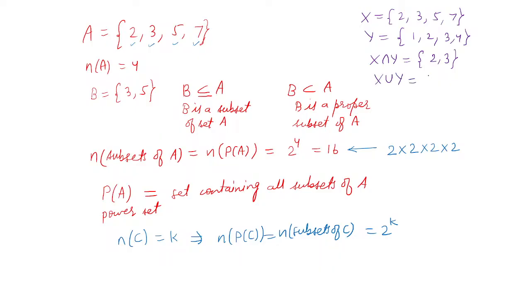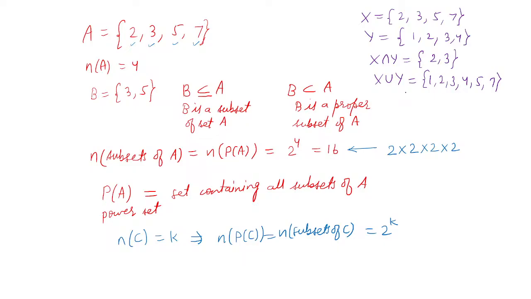What about X union Y? It is all the elements which are there in X or Y or both. So that means it will be 1, 2, 3, 4, 5, 7. These are the elements which are there in X or Y or both. That means X union Y. This U means union, and this inverted U means intersection. Just to give you a feel of it. All right, so I hope this is clear.